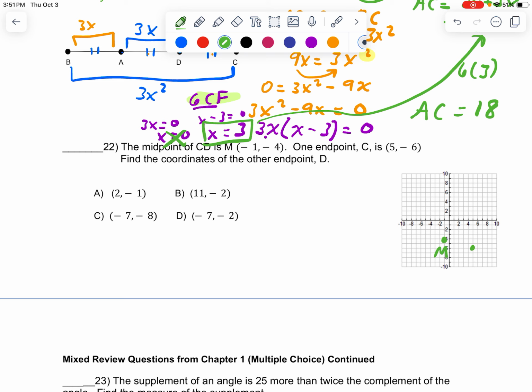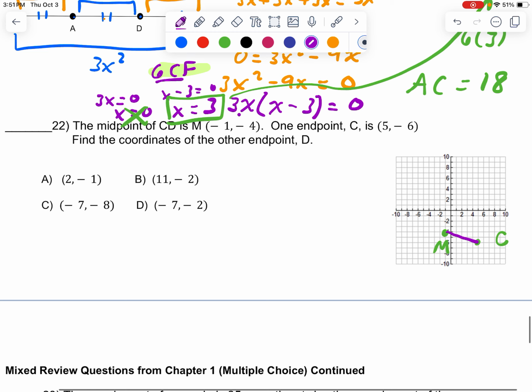And I'm going to call that C. So that means I have a segment that looks like this. And the M isn't the endpoint, but that's the midpoint right here. So what I need to do is use slope logic.